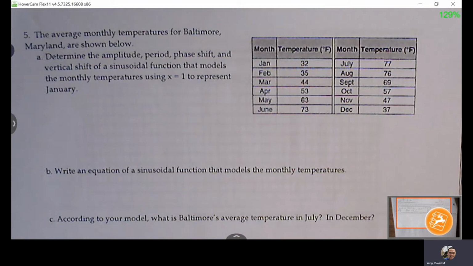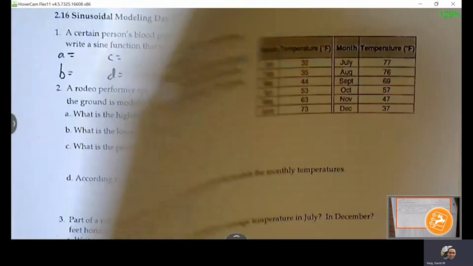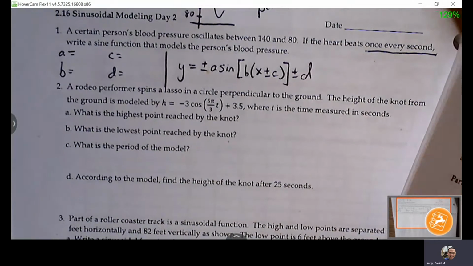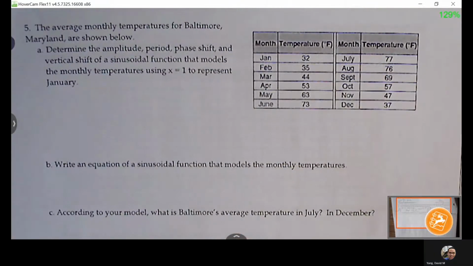Okay, any questions with number 4? Okay, now when you read number 5, it's going to feel a lot like the global warming problem that we did yesterday. So it's going to have a lot of similarity in terms of the equation as well. So for number 5, it helps to understand that if I want to find the d value, just find your max and your min temperature, find the average between those two, and that'll be your d value. And then once you have your d value in place, you can figure out your amplitude, your a value.